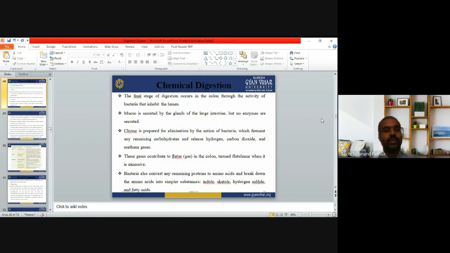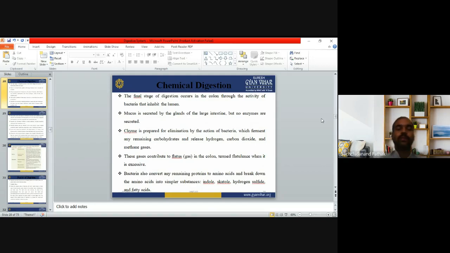The final stage of digestion occurs in the colon through the activity of bacteria that inhabit the lumen. Mucus is secreted by the glands of the large intestine, but no enzymes are secreted. Chyme is prepared for elimination by the action of bacteria, which ferment any remaining carbohydrates and release hydrogen, carbon dioxide, and methane gases. These gases contribute to flatus in the colon and cause flatulence when excessive. That is the reason we expel gases. That is called flatulence.